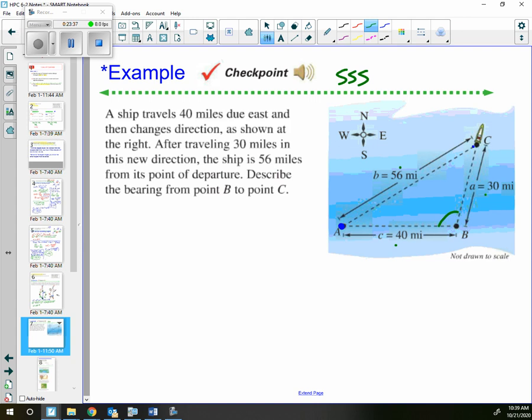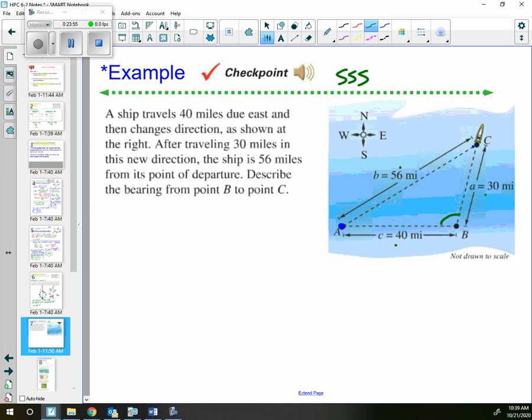Because if we know angle B, then we can figure out how far it was off of this straight north. So we could figure out what that remaining value was. If we know the whole angle measurement, we could figure out how much past 90 it actually went, right? How much to the east it actually traveled there. So let's see if we can find that angle B.